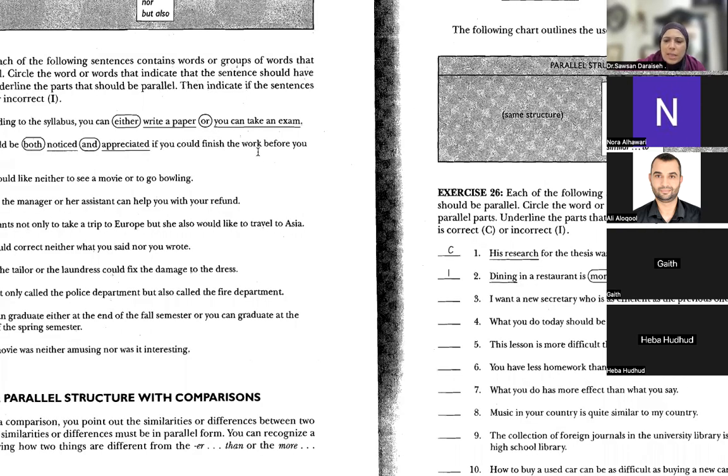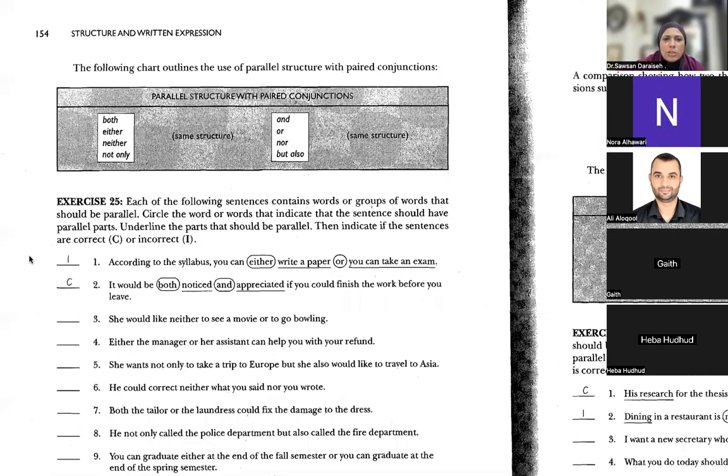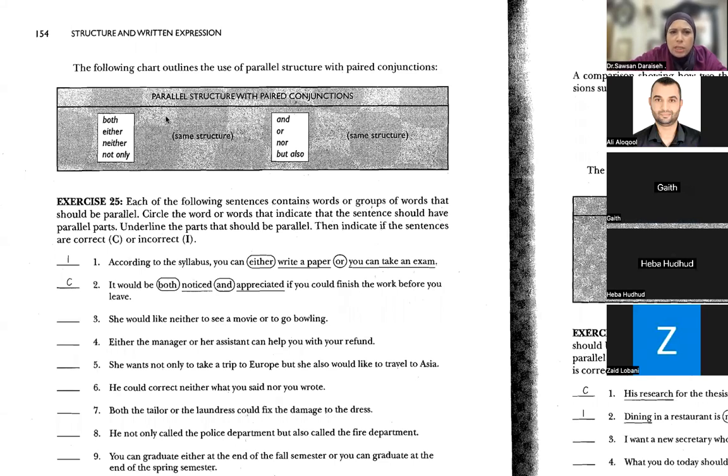First, as usual, we want to take a look at the chart. The chart is always nice; it summarizes the information we took in the example sentences. Now here we have a summary. The following chart outlines the use of parallel structures, those structures with paired ideas, with paired conjunctions. Why paired? Because they come as a pair, two things together.